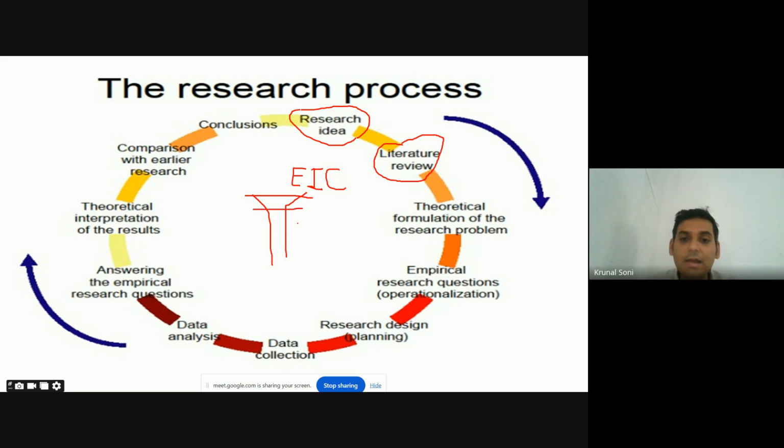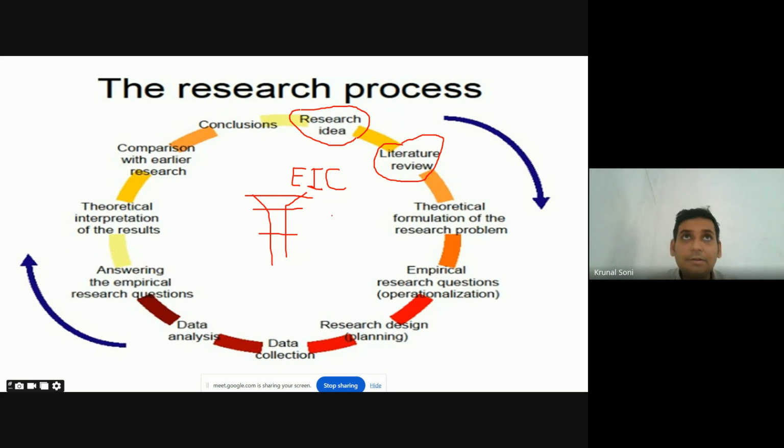On which industry I have to do my research, right? And once your industry has been decided, based on the industry identification, you have to decide the certain companies on which you have to do the research, right? So that is called EIC model, economic, industry, and company.